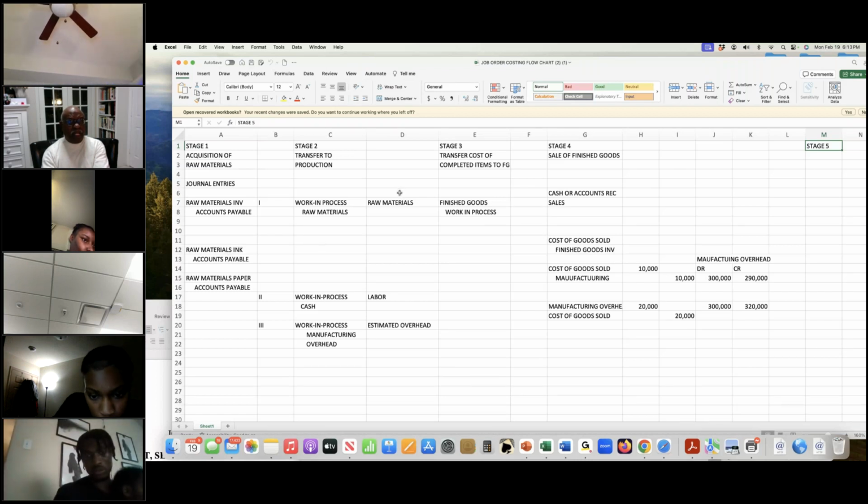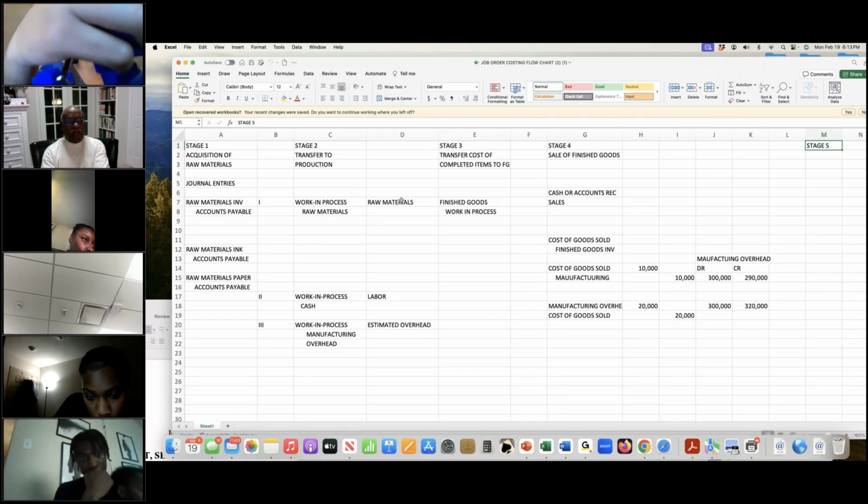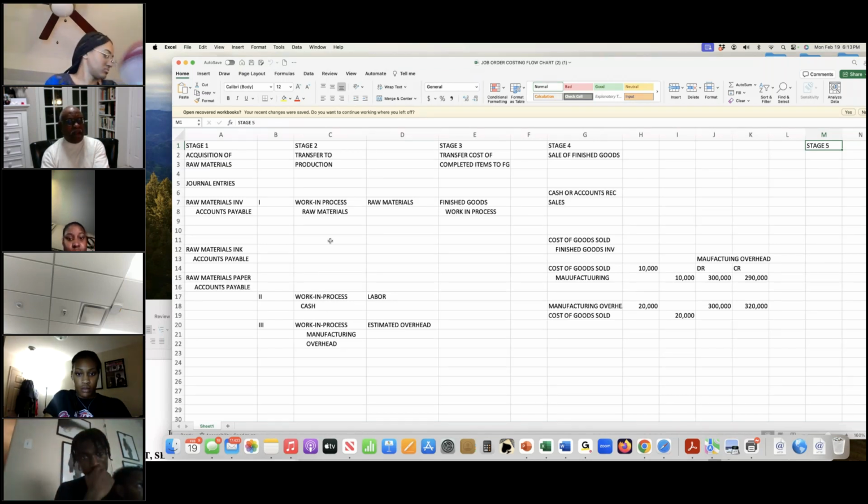In stage 2, we transfer costs to work in process. So in this first entry, if we have 2 raw materials, there'll be 2 transfers. And if there are 3, there'll be 3. Most times in our examples, we'll use 2 raw materials, so you'll have 2 journal entries here, one for each raw material.